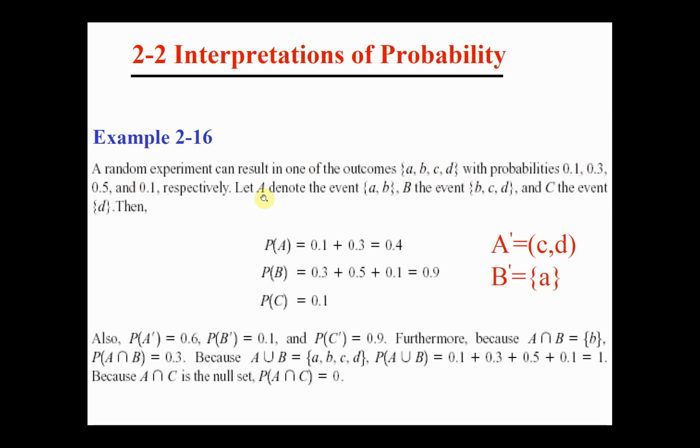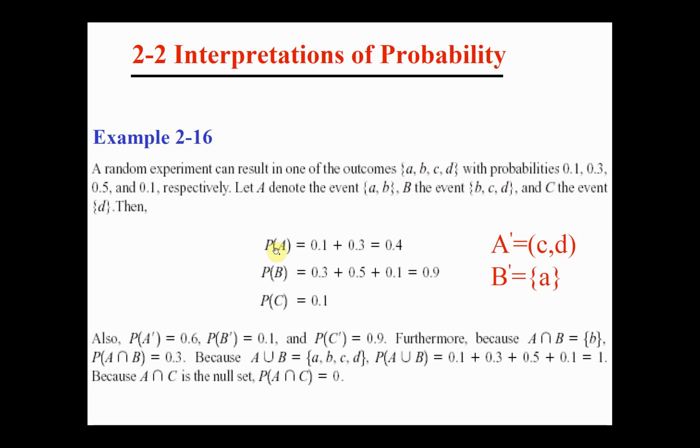Now let's define some events. We use capital letters for events, so let uppercase A denote the event that contains a and b, as given in the question. Event B contains b, c, d. Event C contains only d. And now we would like to calculate some probabilities. What is the probability of event A? Now, the sample space and all the events are discrete. We can count. It's not a continuous range. It's obviously a discrete sample space and discrete events.